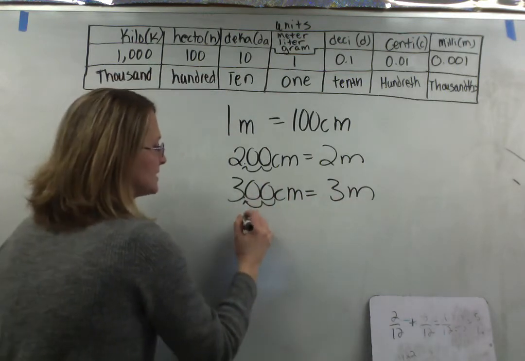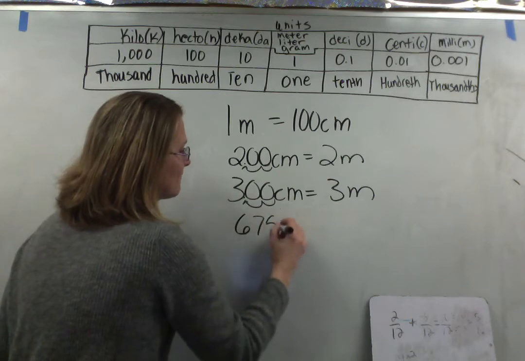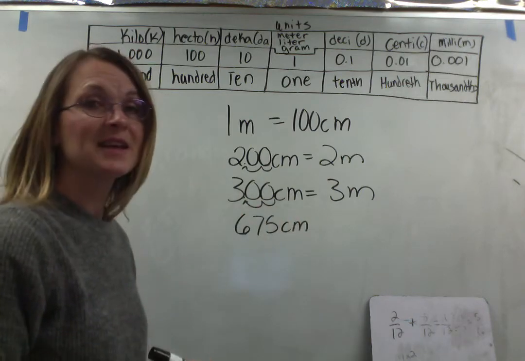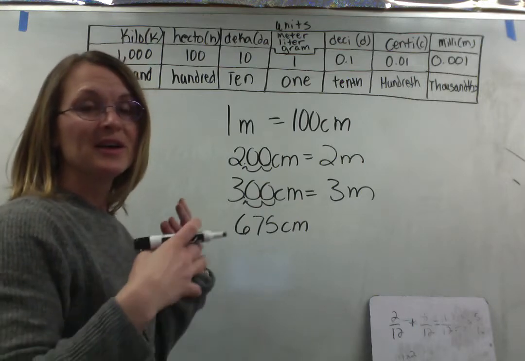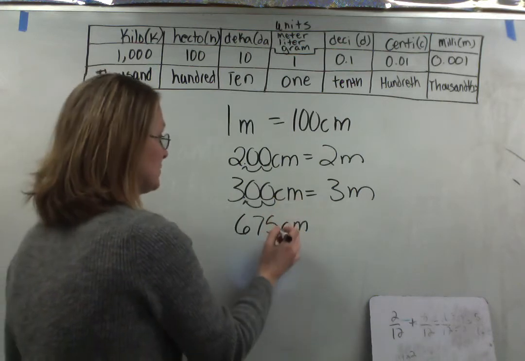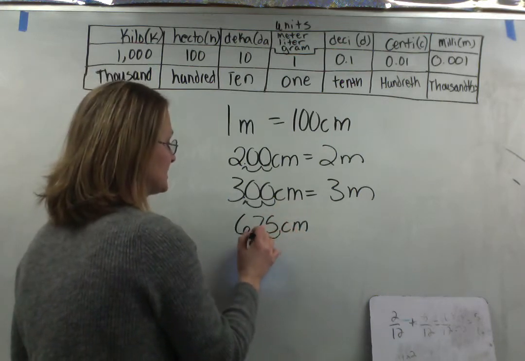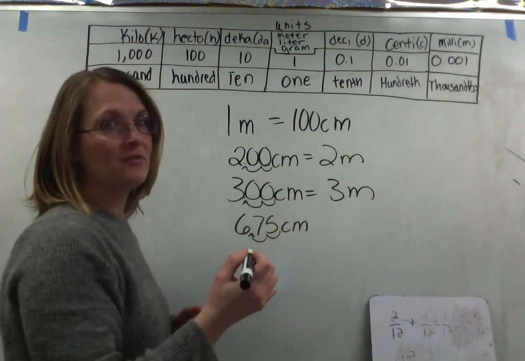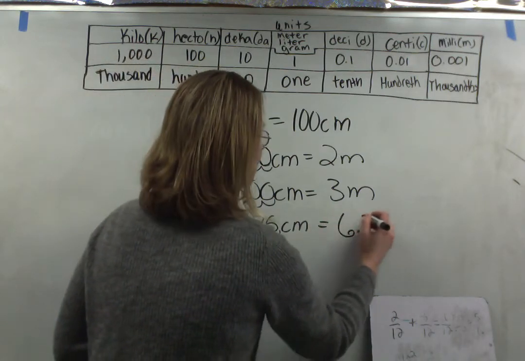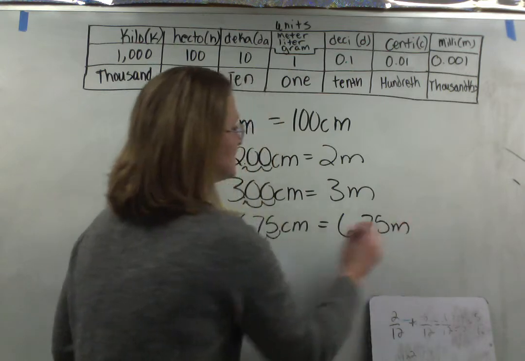If we have 675 centimeters, now this is where the metric system gets super easy, because when you're putting it into groups of 100 and you're dividing by 100, you're just moving the decimal 2 places this way. So it's not very difficult to figure out, even though it's not an even number. So it's going to be 6.75 meters, okay?